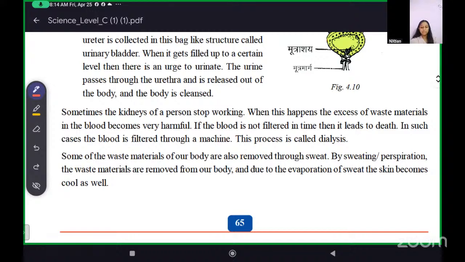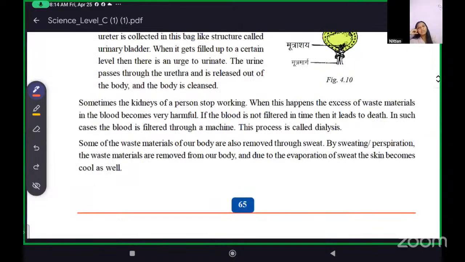Some of the waste materials of the body are also removed through sweat. By sweating or perspiration, the waste materials are removed from our body, and due to the evaporation of sweat, the skin becomes cool as well. So waste comes out of our body in the form of sweat, urine, and feces. All of those are means by which the waste from our body comes out. Understood the process of excretion?